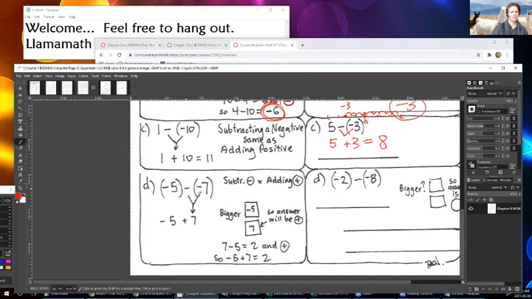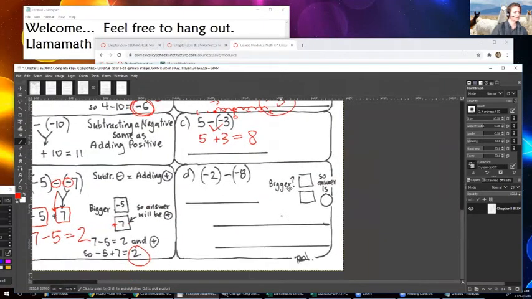Negative 5 minus a negative 7. Well, these two minuses turn into a plus. So negative 5 plus 7. So 5 negatives, 7 positives. There's more positives, so the answer is going to be positive, and I'm going to take the big number minus the smallest number, 2, and it's a positive answer.